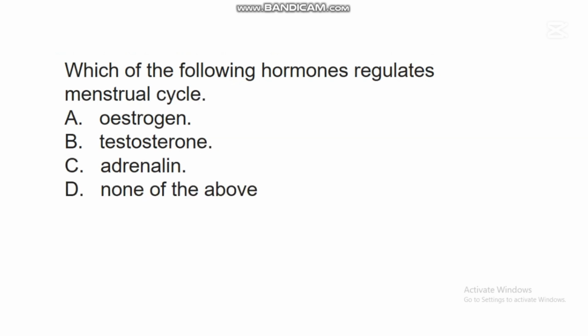The next question says, which of the following hormones regulates the menstrual cycle? A. Estrogen. B. Testosterone. C. Adrenaline. D. None of the above. In this question, the correct answer is A. Estrogen. Estrogen is one of the steroid hormones that regulates the menstrual cycle. It is produced by the ovary. This hormone plays a great role in regulating the menstrual cycle in the body of a female human being.